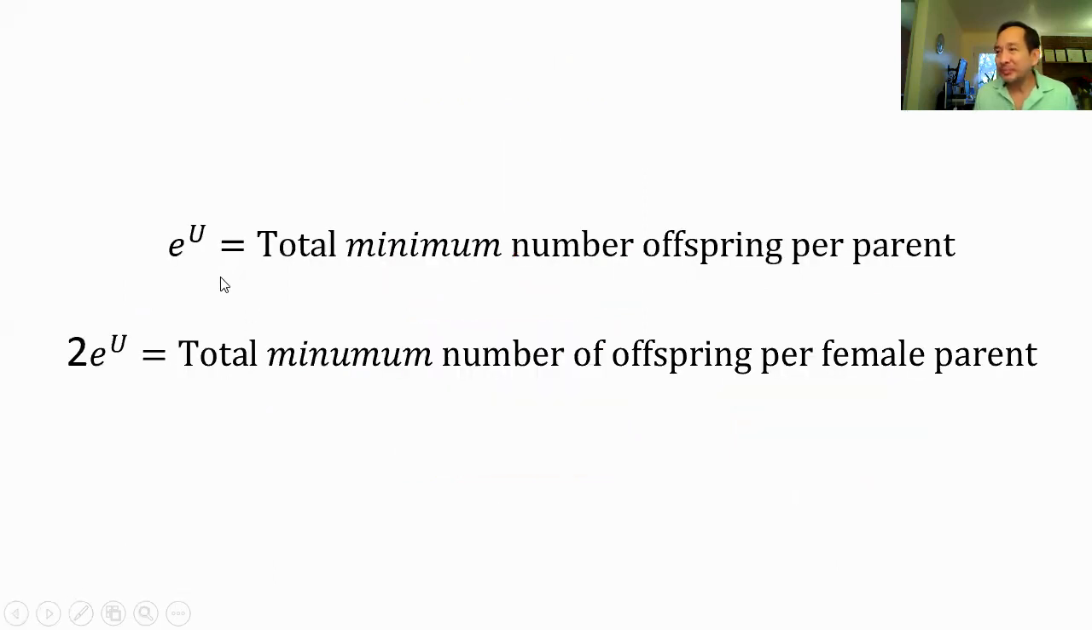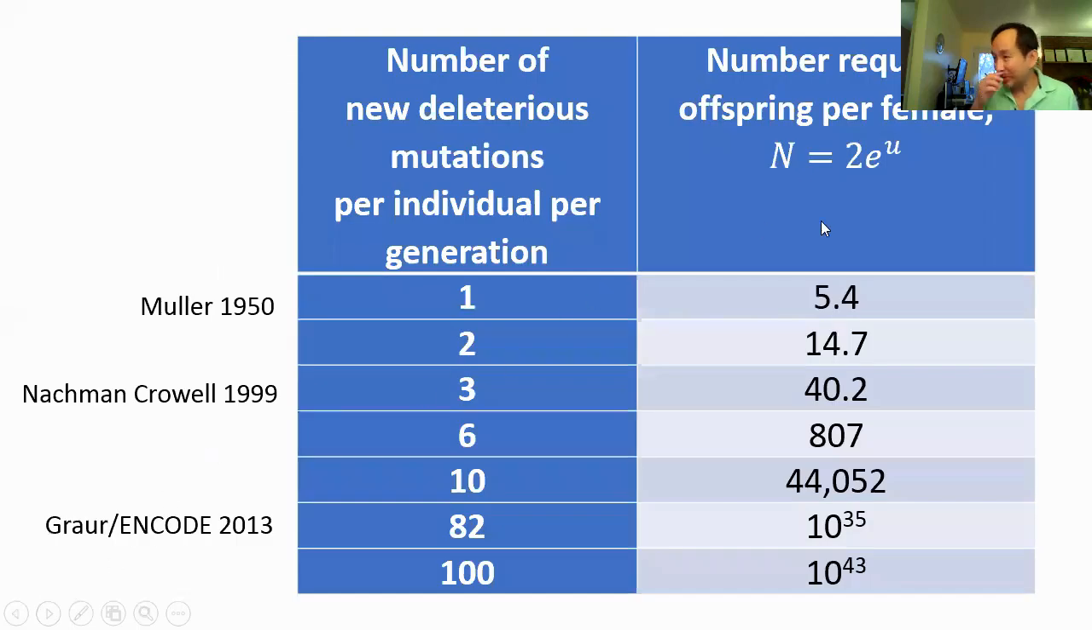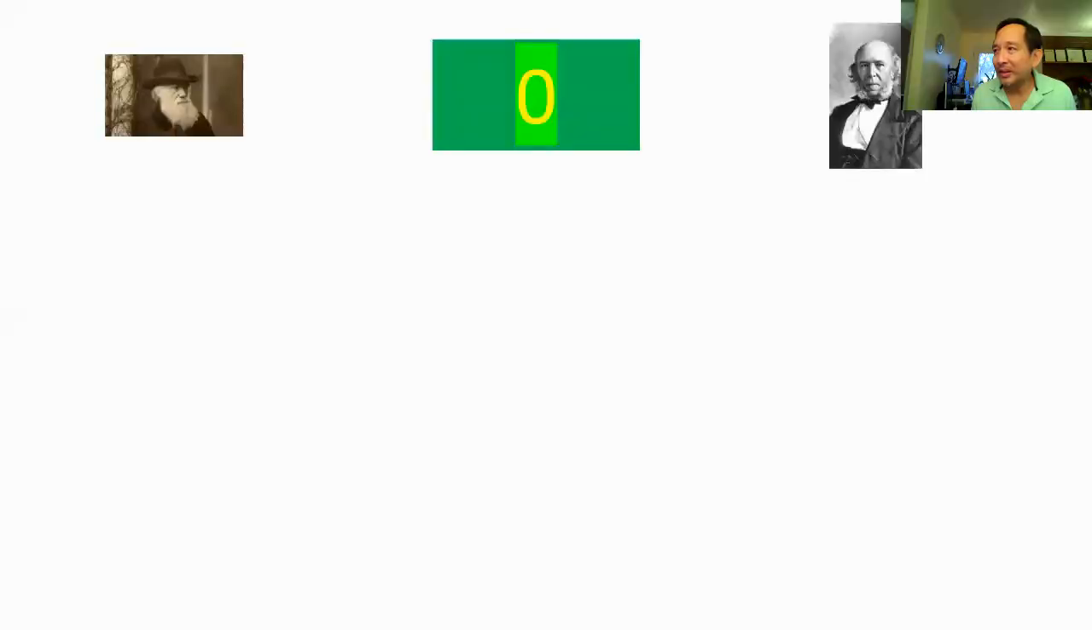So then e to the u is the total minimum number of offspring per parent. 2 times e to the u is the total minimum number of offspring per female parent. And so going back to the graph at the very beginning of this talk, that's how we finally get to this number, 2 e to the u. So that's just for completeness. Okay, now we'll go to the multi-generation part, and I'll cover it.